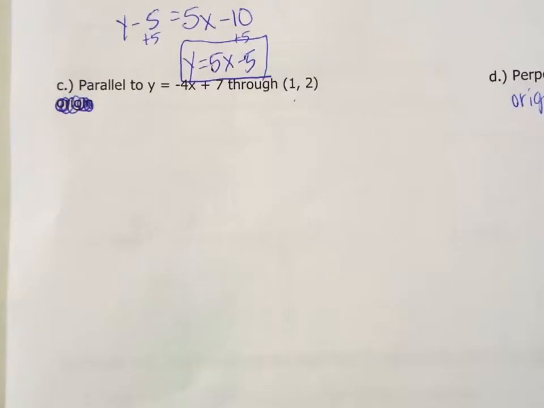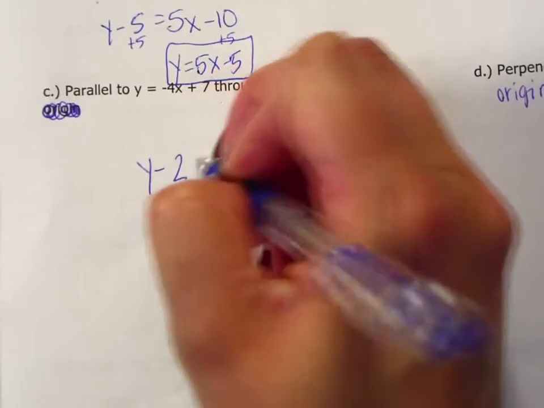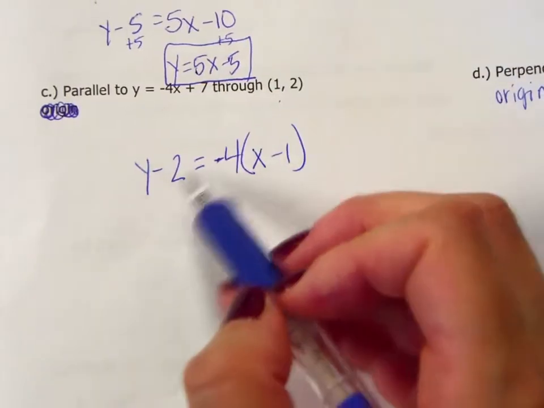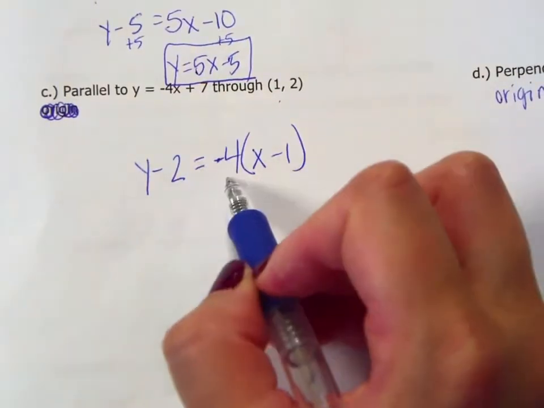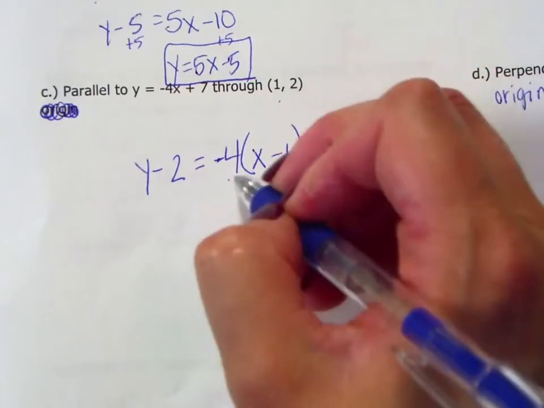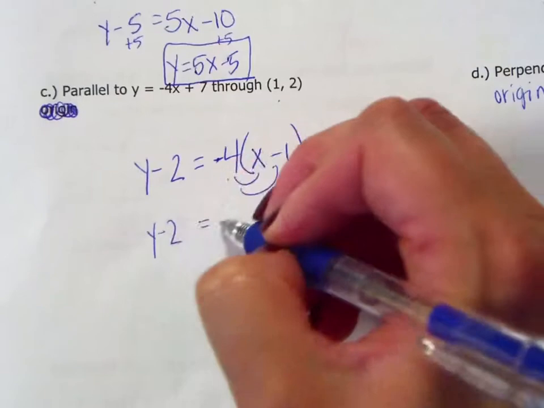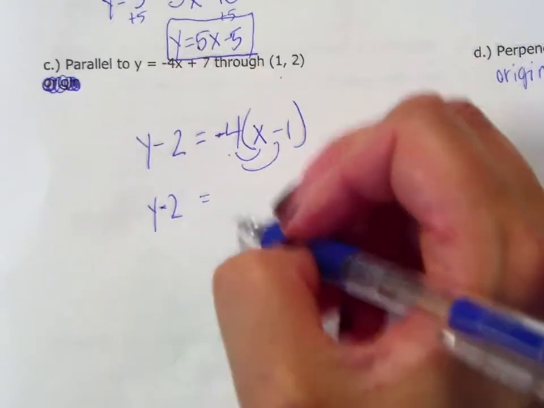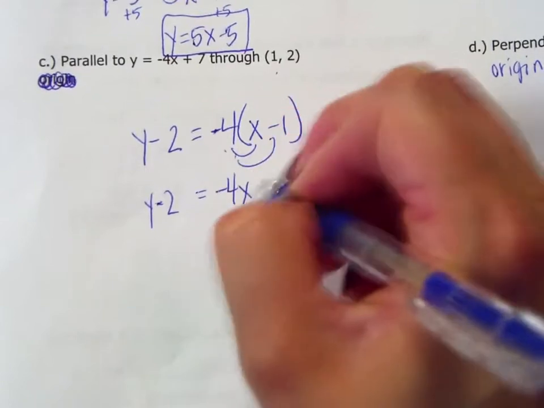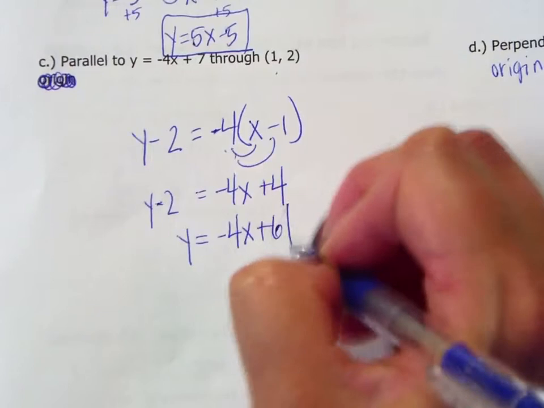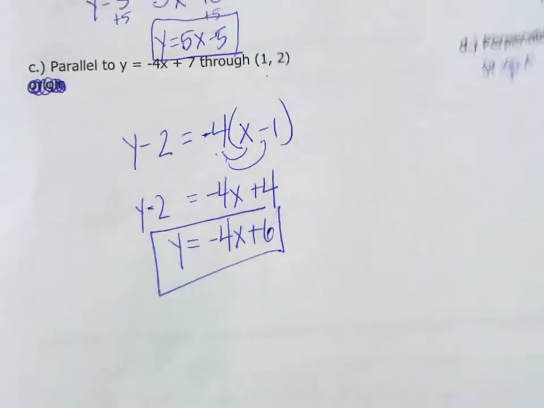Leslie, what did your group do for C? So we put y minus 2 equals -4 times x minus 1. And then we distributed -4. Okay, so how did you know to use -4 as the slope? Because it's the same as the given slope. Okay, good. And then you used your point. So distribute -4. That gives you y minus 2 equals what? Y minus 2 equals -4x plus 4. Okay, then what? When you add 2 to both sides, you get y equals -4x plus 6. Okay, very good.